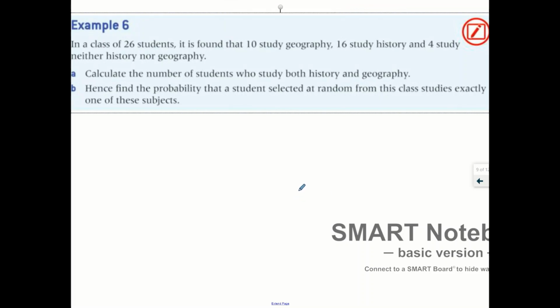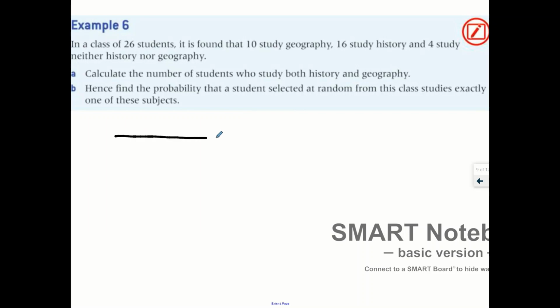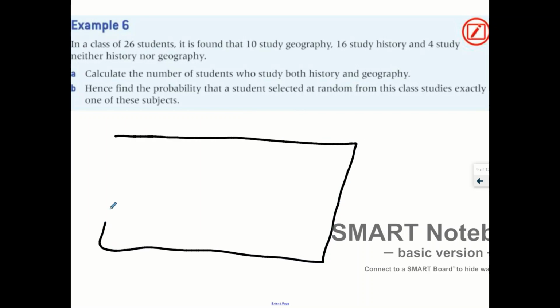Have a read of this question. Pause the video while you do that. Not all questions will tell you to draw a Venn diagram. You'll need to know that that's the best thing to do. We know that it is because we're doing the topic Venn diagrams. But in your exam, you'll have to be able to spot that. So here we should draw a Venn diagram. It makes it much, much easier.